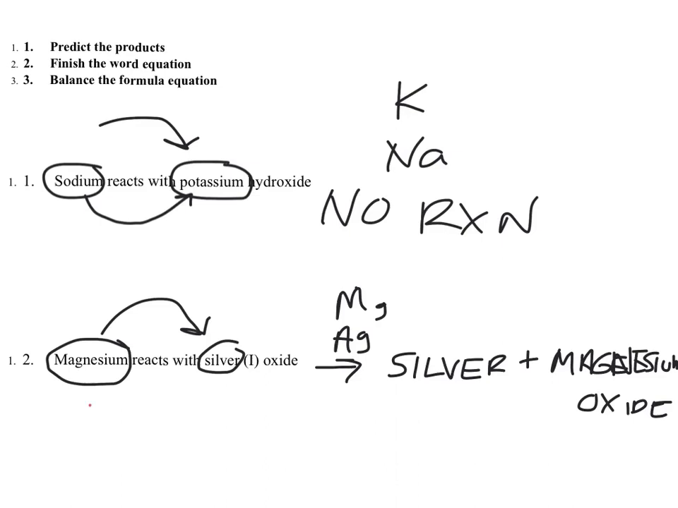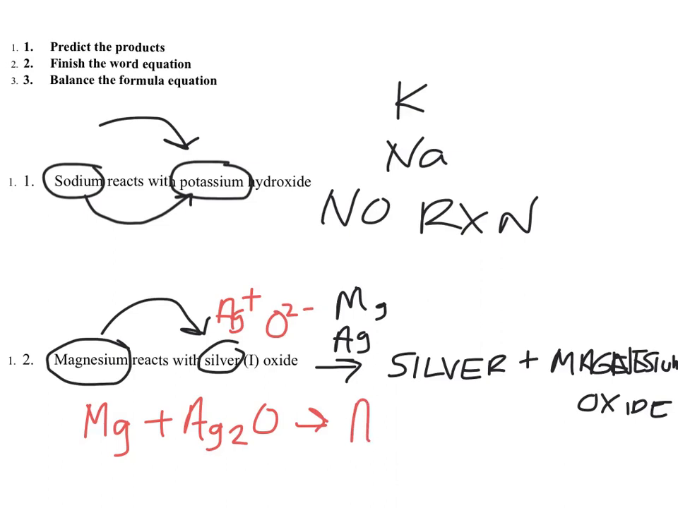So, if magnesium's by itself in the chemical equation, it's Mg, reacts with silver 1 oxide. Now that's an ionic compound. We know silver has a +1 charge and oxygen has a 2- charge. So that means silver 1 oxide is going to be Ag2O. Now it's going to react, and since silver got kicked out, silver is by itself. And magnesium oxide, we have to look at their charges because this is an ionic compound, and they're +2 and -2, so they become MgO.